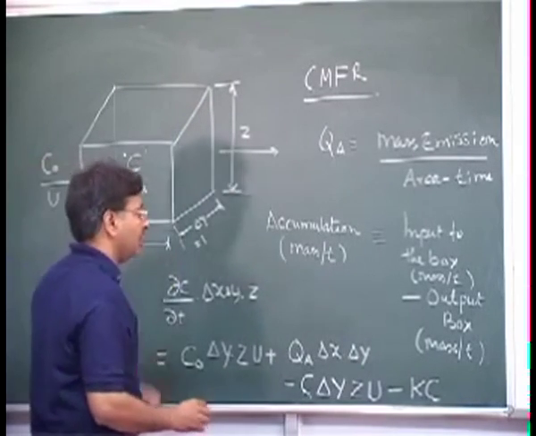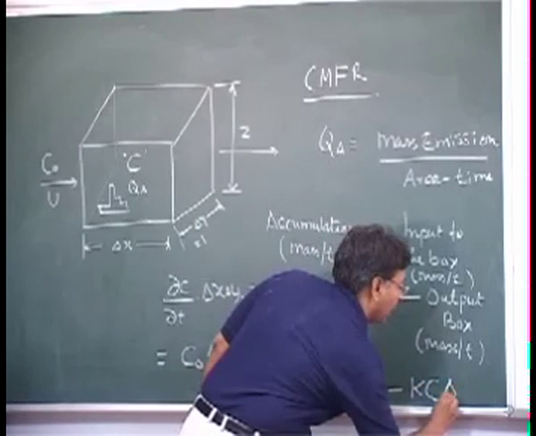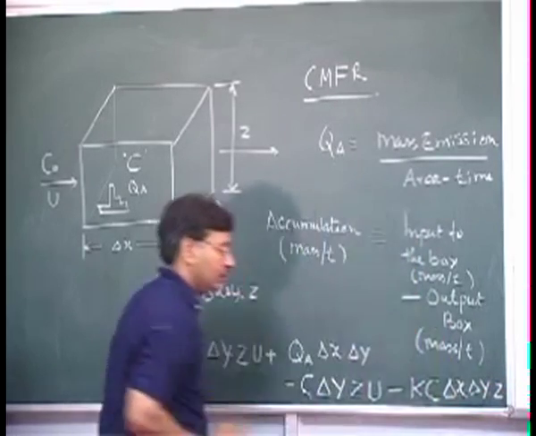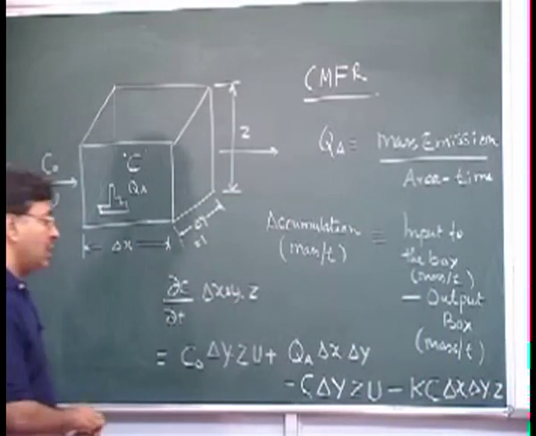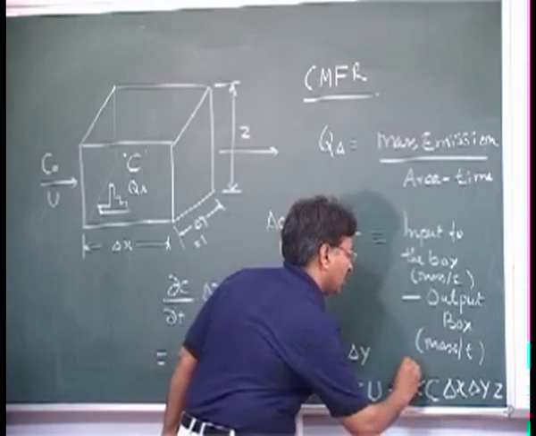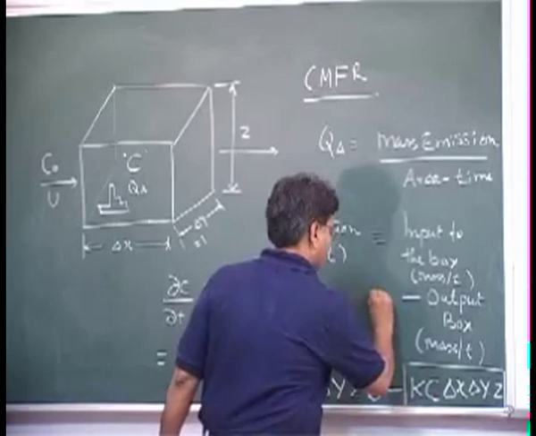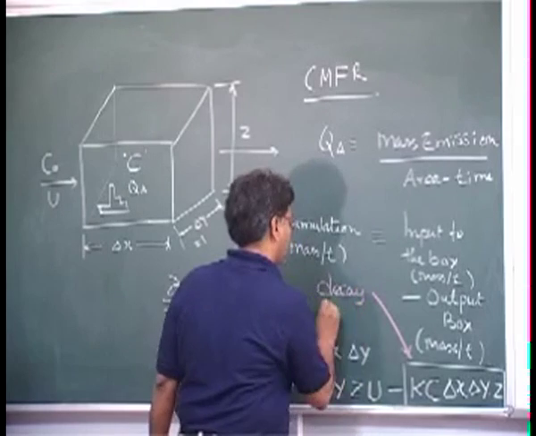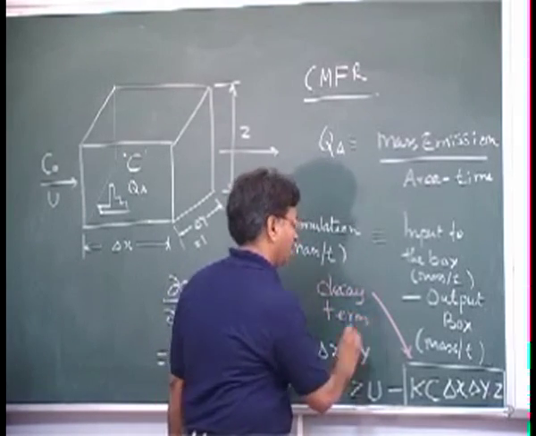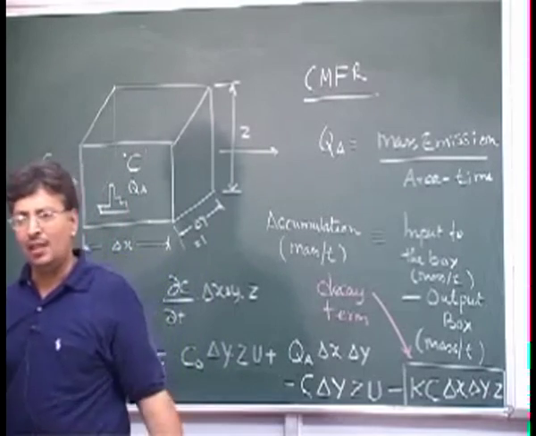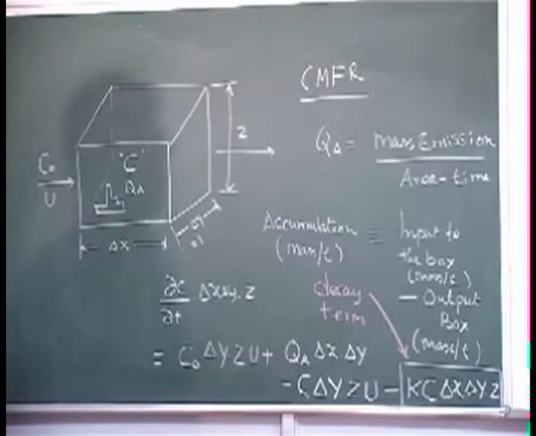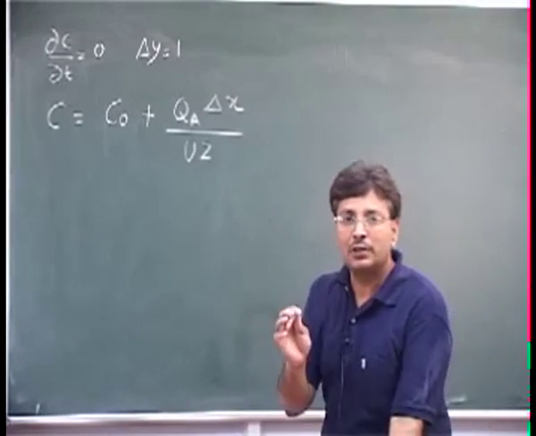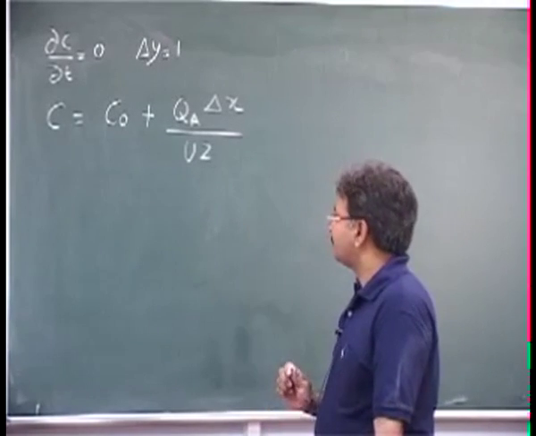So we are also considering the decay of the pollutants. So I can say delta X times delta V times Z. Okay. This is the decay term. And you can still simplify the equation and you will get some answer. Okay. I'll do a very simple example which was a realistic thing which we had.